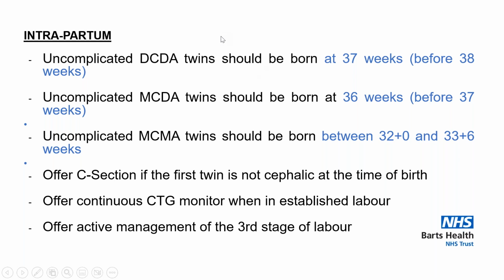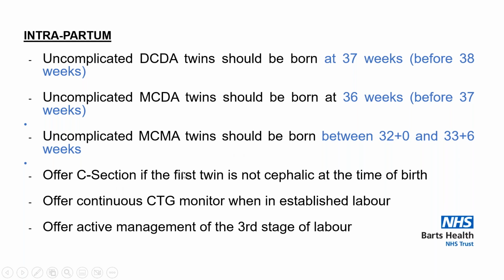So this is the time of delivery when you can deliver the baby. Uncomplicated DCDA twin at 37 weeks, MCDA twin at 36 weeks, MCMA twin between 32 to 33 plus 6 weeks of pregnancy. And usually DCDA, MCDA twin can be delivered vaginally if the first twin is cephalic. But if the first twin is non-cephalic at the time of birth, then they need cesarean section.